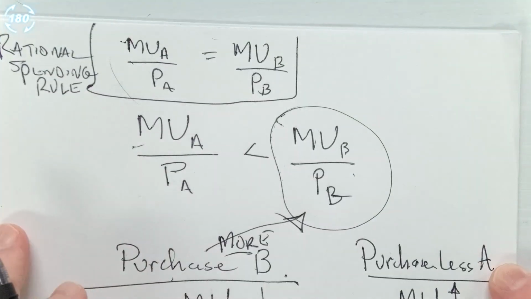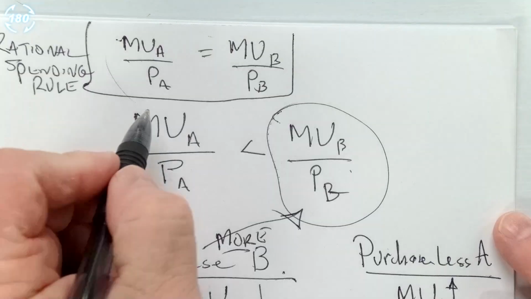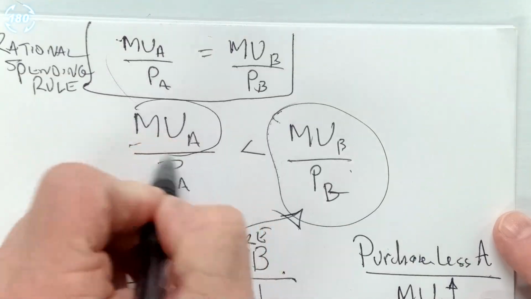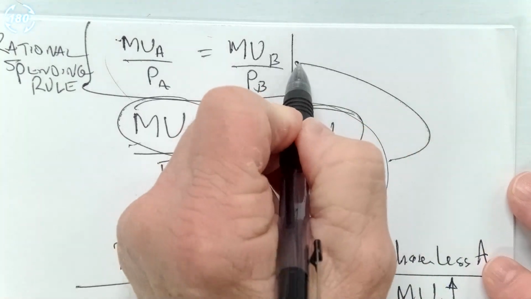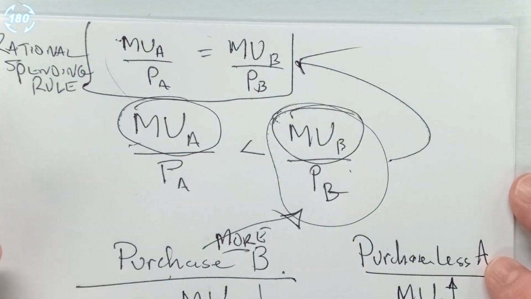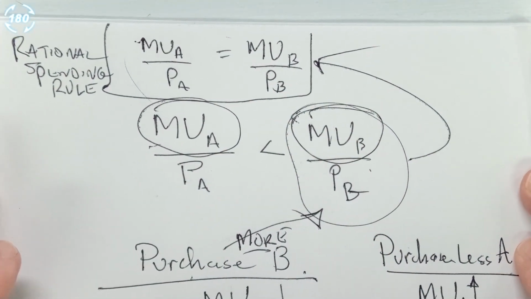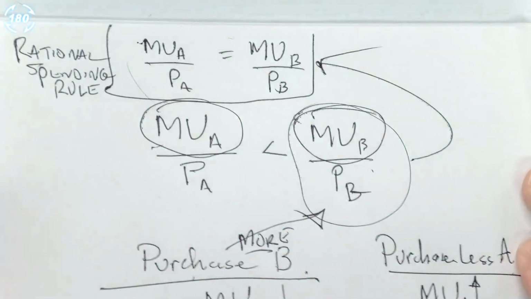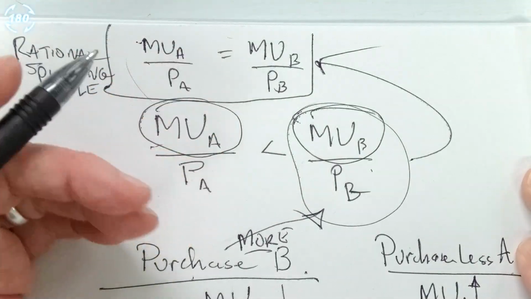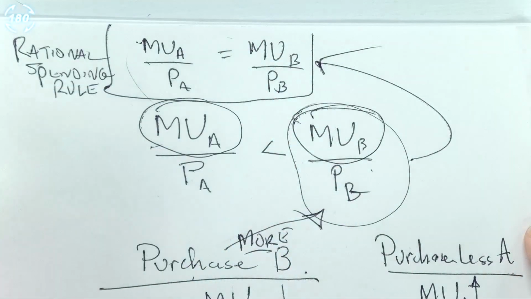Really what we want to do is reallocate that paycheck we get each week, fixed paycheck, so that this goes up and this goes down. If we do that, then we will arrive, if we do it right, at the rational spending rule or the utility maximizing rule. So consume more B, I guess we consume more B and less A.